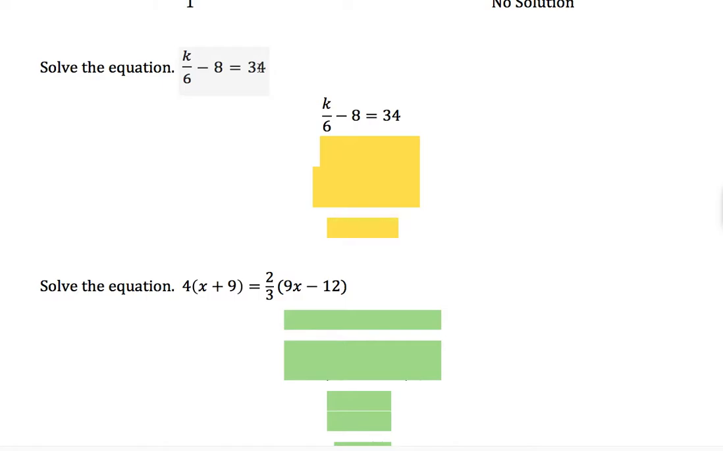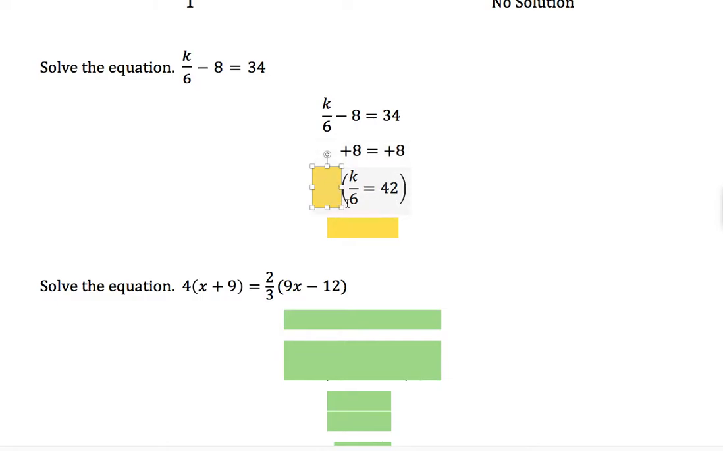This one is just making sure you are solving in the correct order. So we want to take care of the negative 8 first. We're going to add 8 to both sides of our equation. And when we do that, we're left with k over 6 on one side of the equal sign and 42 on the other side, because 34 plus 8 is equal to 42.